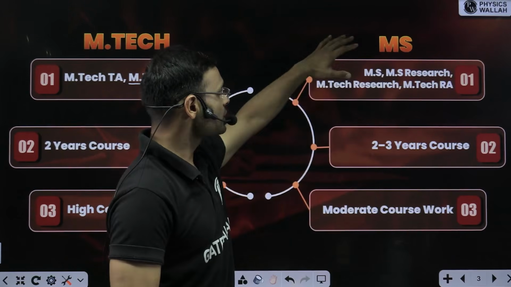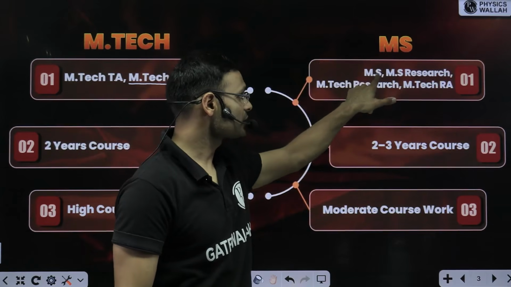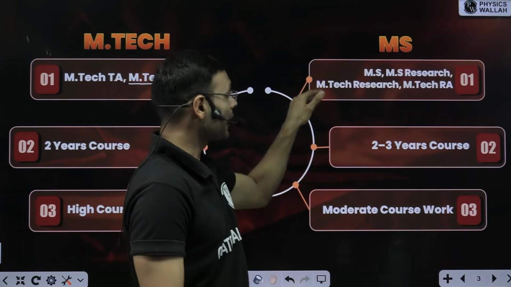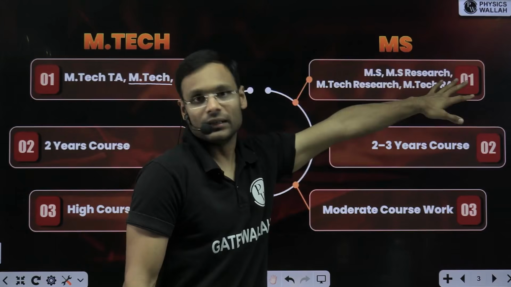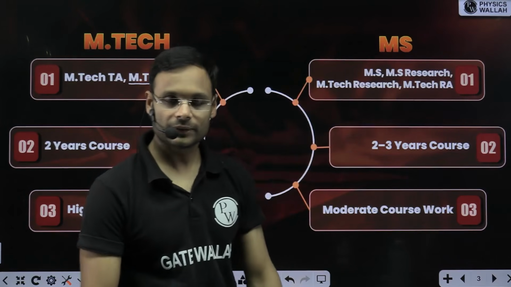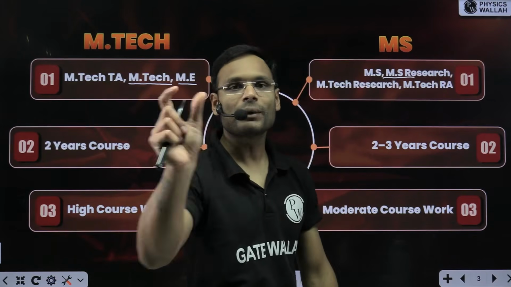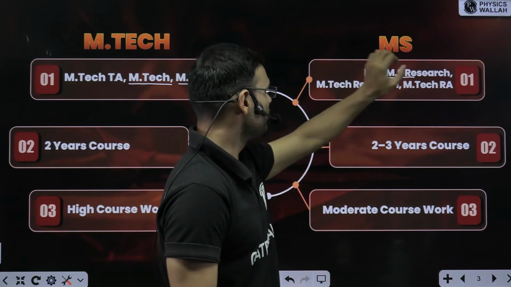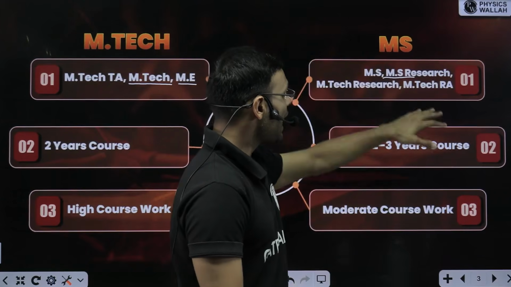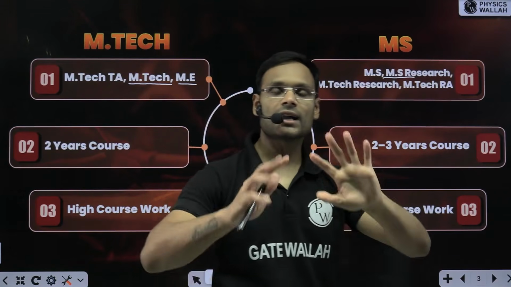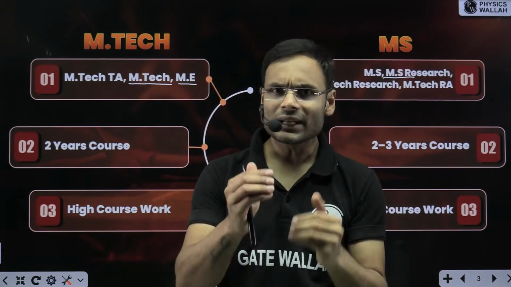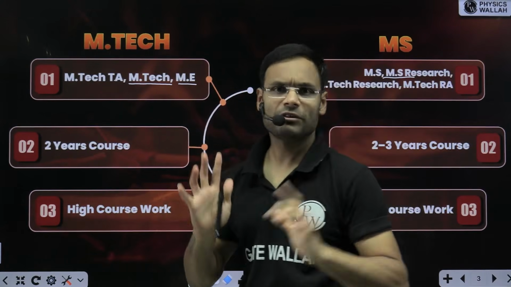Now the other course is MS, which is Master of Science, or MS Research, or MTech Research, or MTech RA. RA is Research Assistant. Sometimes this is named by the short form MSR. MS, MTech Research, MTech RA, MS Research, all these are similar courses. What is the basic difference? One by one we will talk about it.